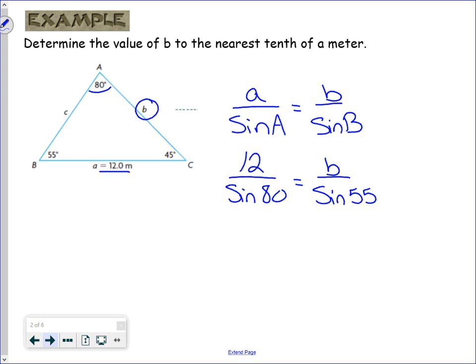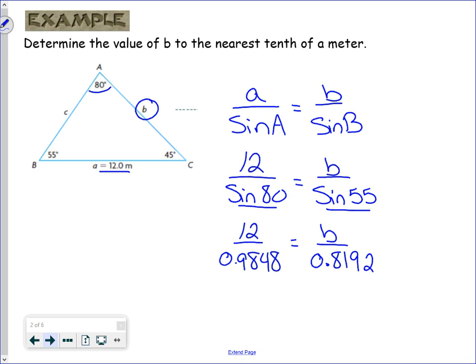So on our calculator, we have to make sure that our calculator is in degrees. So you should have a D or a DEG at the top of your calculator. And we're just going to calculate sine 80 and sine 55. So we're going to have 12 over sine 80 is 0.9848. We're going to round it to 4 decimal places, so 4 numbers after the decimal. On this other side, we'll have sine 55, which is 0.81915. So we'll round that up to 0.8192.